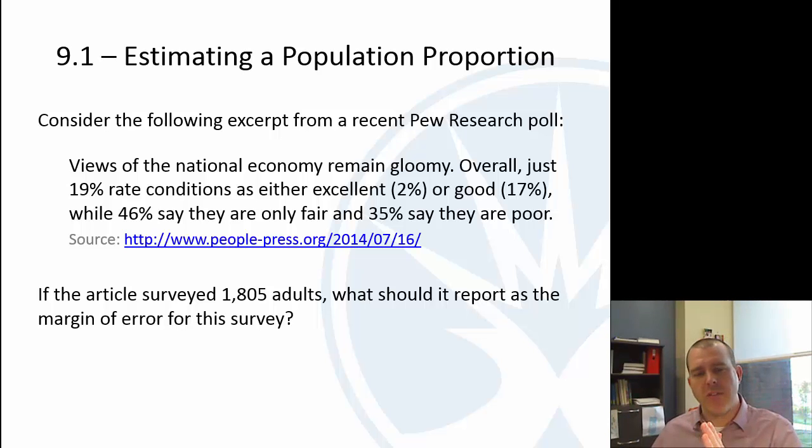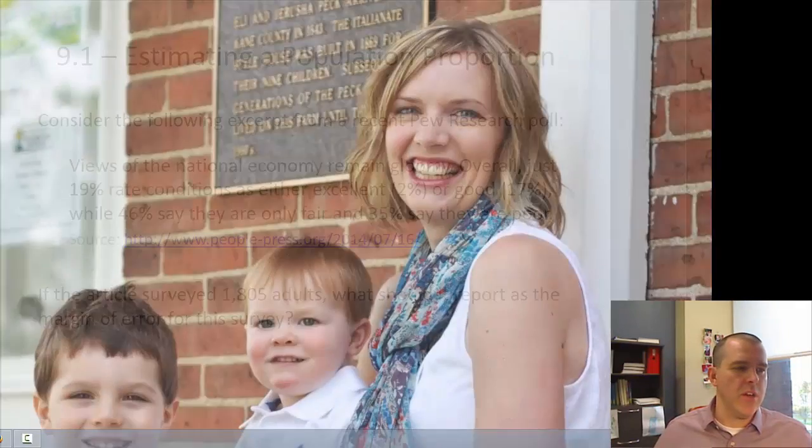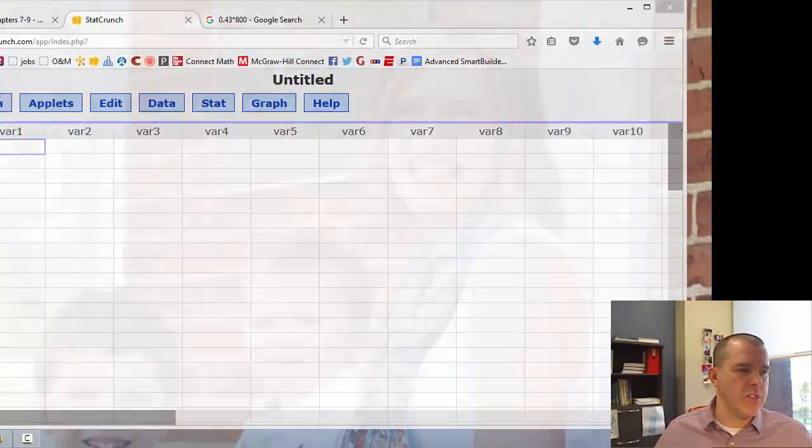We think it's 46%, plus or minus this. But they're not going to report three of those. But let's do all three and see if a trend pops up for what we might report as kind of an average margin of error. All right, so let's go over to StatCrunch.